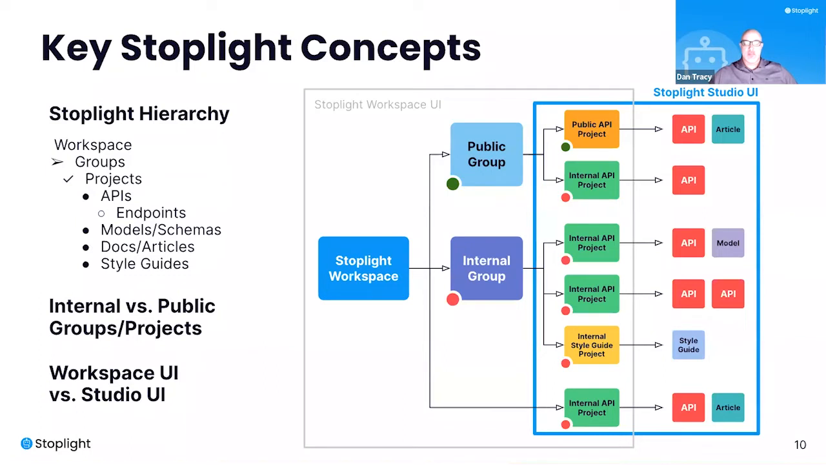And within a style guide project, you will have the ability to manage rules and functions for your style guide. When you transition between your individual Stoplight projects, you will navigate back to the workspace UI and then back into the Studio UI within the scope of each project that you're editing. Today, we'll be spending the majority of our time in the Stoplight Studio UI, which is the editor user interface for your Stoplight projects.